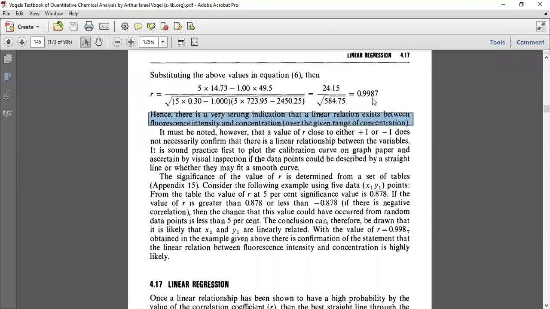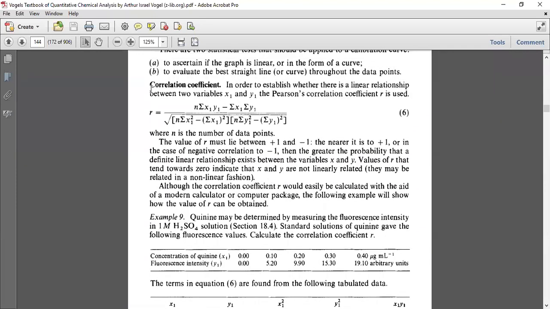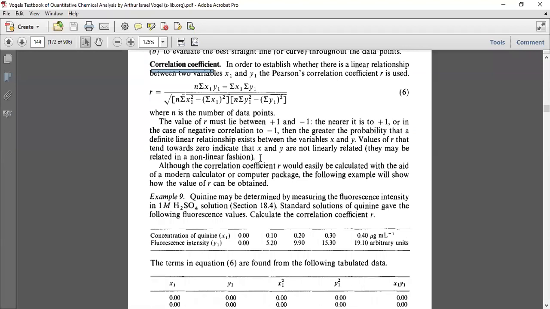If this value is very close to 1, then obviously linearity exists between our data points. So is the correlation coefficient clear? Yes, sir. Correlation coefficient.